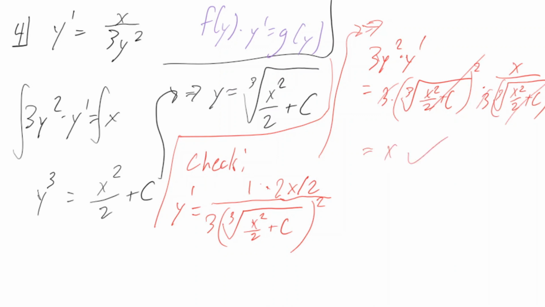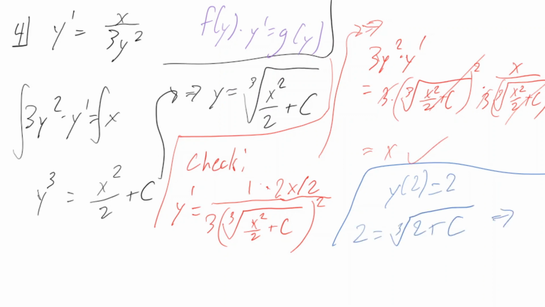And you might have initial conditions like y of 2 equals 2, and you just plug that in. 2 for y, 2 for x, and you end up with c equals 6 in this case.